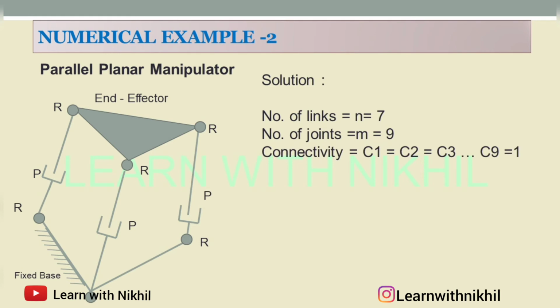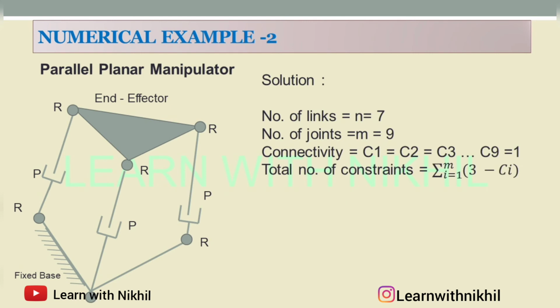Moving forward to find the connectivity, again as this is a revolute and prismatic joint, it has connectivity of 1. This is the input link, the output link, and it has one connectivity. So connectivity from C1 to C9 is given as 1. So each has connectivity of 1.